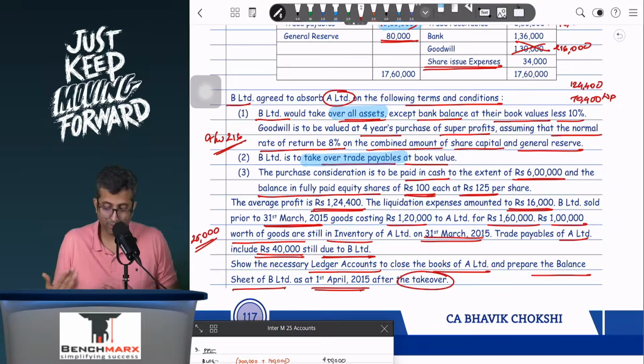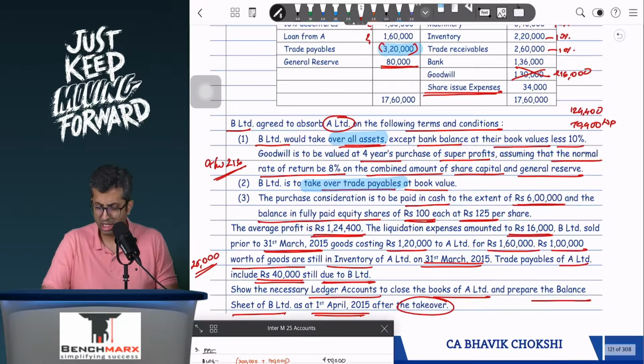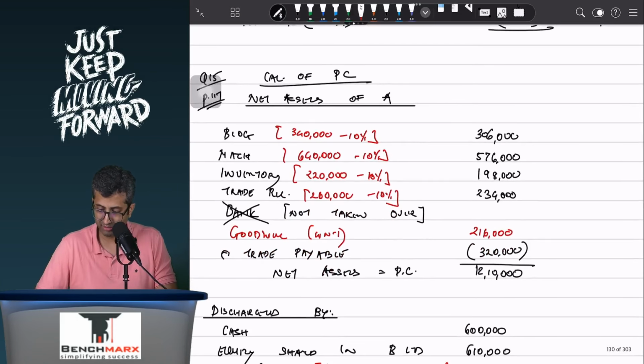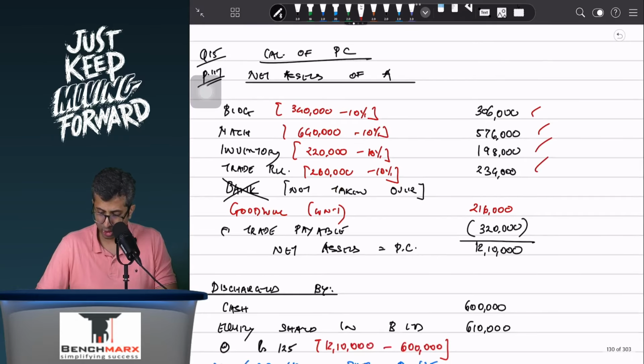Well, you have two assumptions. You can say that these two are also taken over, or you can assume that they will not be taken over. So in this particular case, we will first find the net assets for PC. You will subtract everything minus 10%. Building, machinery, inventory, trade receivables. Bank you will not take over. Goodwill 2,16,000 you will calculate, and less trade payables.